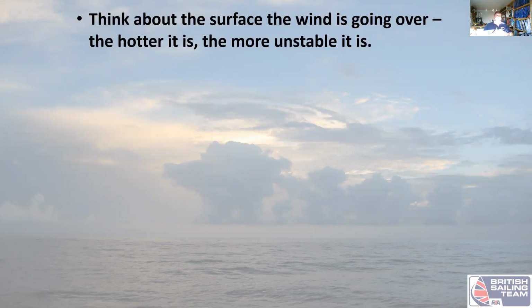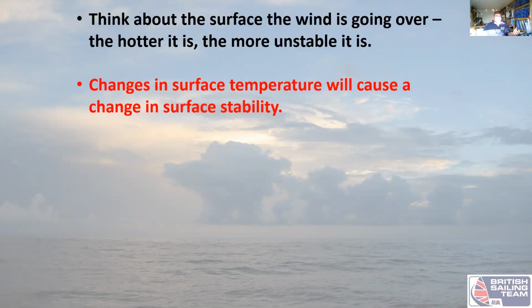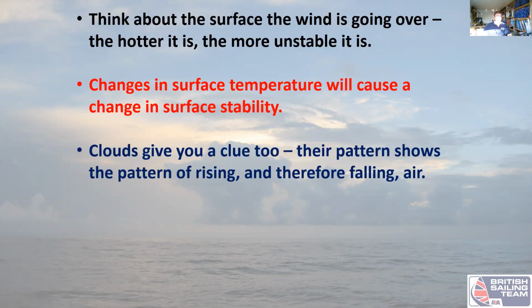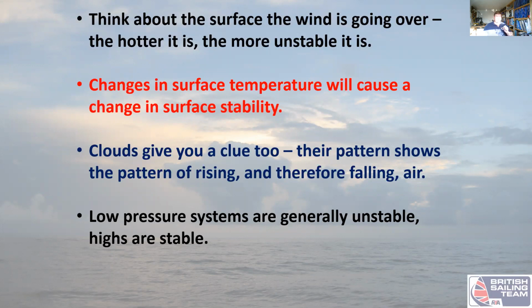So have a think about what type of surface it is and what temperature it is that the air is blowing over. And changes in that surface temperature from one type of surface to the other will cause a change in surface stability. Clouds give you a clue. The pattern of the clouds is directly related to the pattern of the air rising and falling. So that's directly related to gust patterns and whether you've got big lazy patches or small little puffy ones. So have a look at the clouds. They tell you lots of good things. And on a big picture point of view, low pressure systems are generally unstable, highs are more stable.